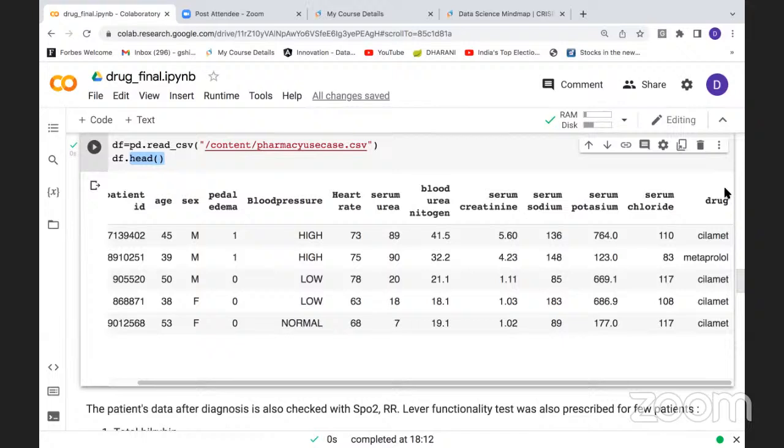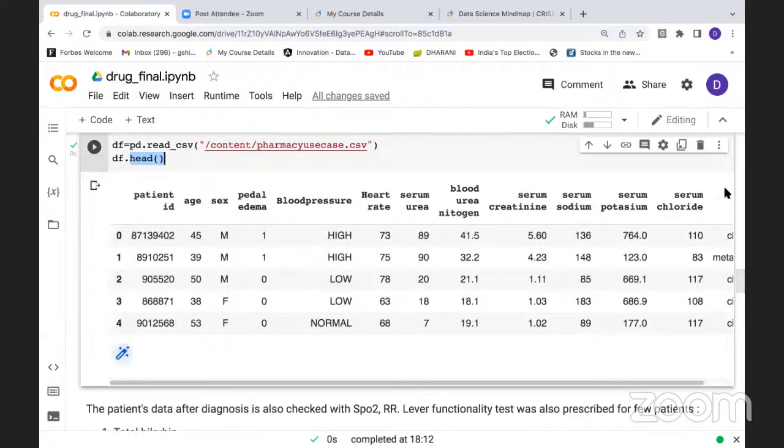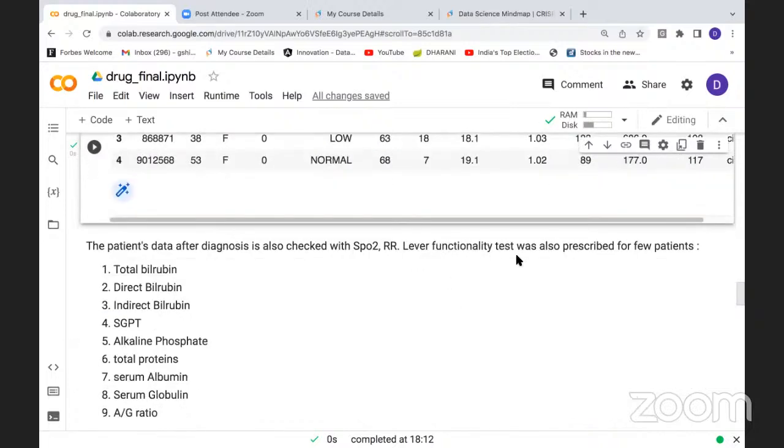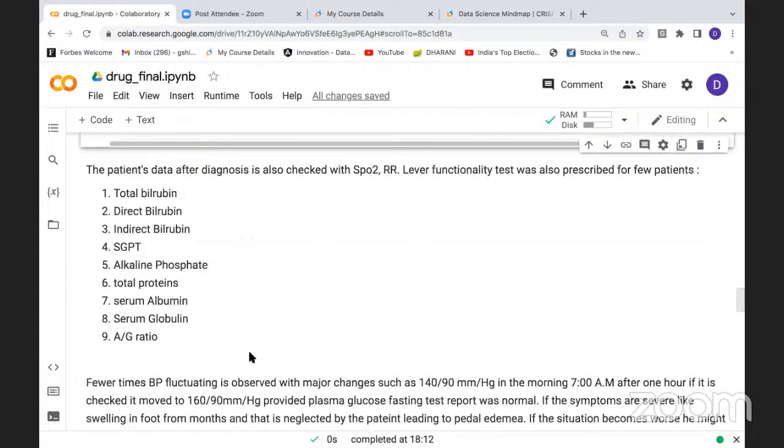Then we also thought that maybe, because of the swelling in the feet, we can go for some liver function tests also. So the total bilirubin, direct bilirubin, indirect bilirubin, and we have taken SGPT test also, SGOT test also, alkaline phosphatase test also. We have taken total proteins test, serum albumin test, serum globulin test, and A by G ratio. So these were liver functionality tests that we have prescribed for a few of the patients who were having worse situations, so we have collected this.